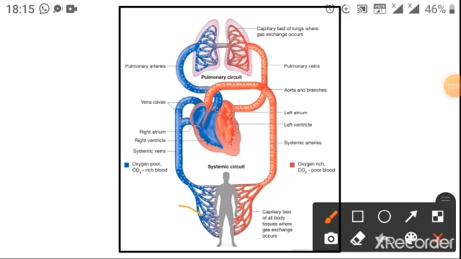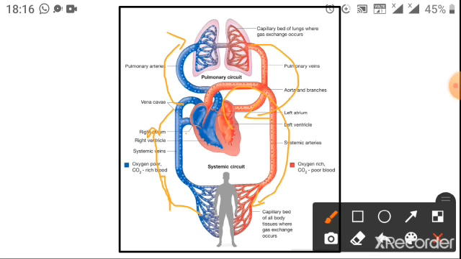These take deoxygenated blood, which has a great proportion of carbon dioxide. They carry the deoxygenated blood to the heart, and from the heart it is again transported to the lungs. In the lungs oxygen gets mixed in this blood, and from the lungs again it is sent to the heart through the pulmonary vein, and from the heart again it is delivered to other body parts.